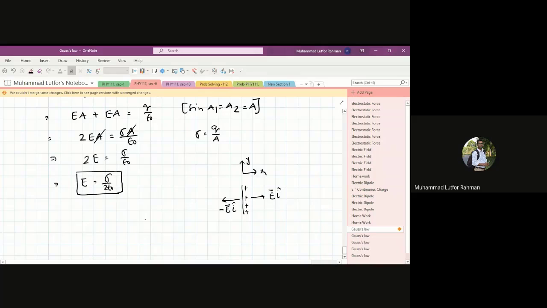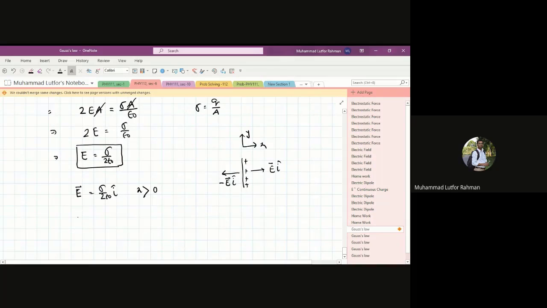Then we can generalize this equation in a form. So E is basically sigma by twice epsilon naught i hat when x is greater than 0, right? Or E is basically minus sigma by twice epsilon naught i hat when x is less than 0. That's how you can find the electric field for an infinite long sheet with uniform charge distribution. If it's non-uniform, then the process is the same, but the equation format will be different.